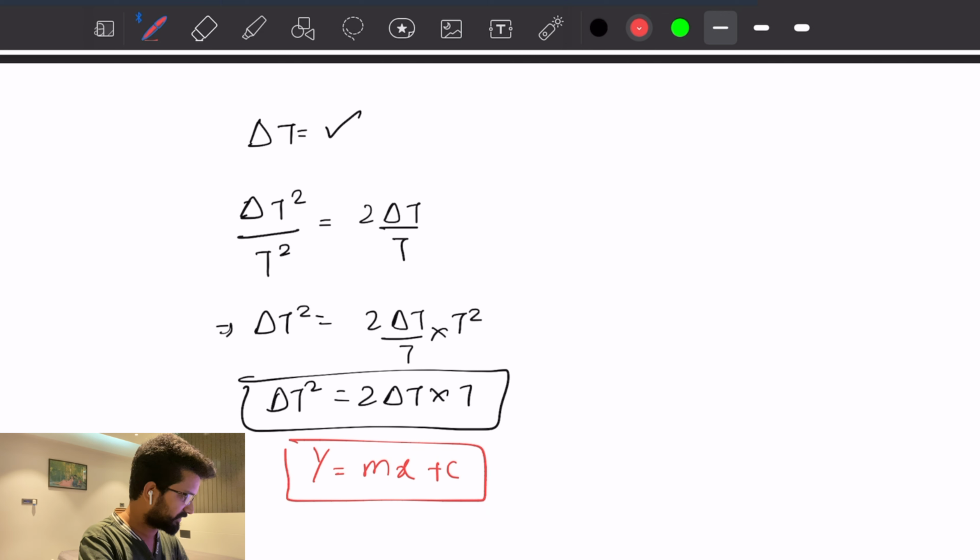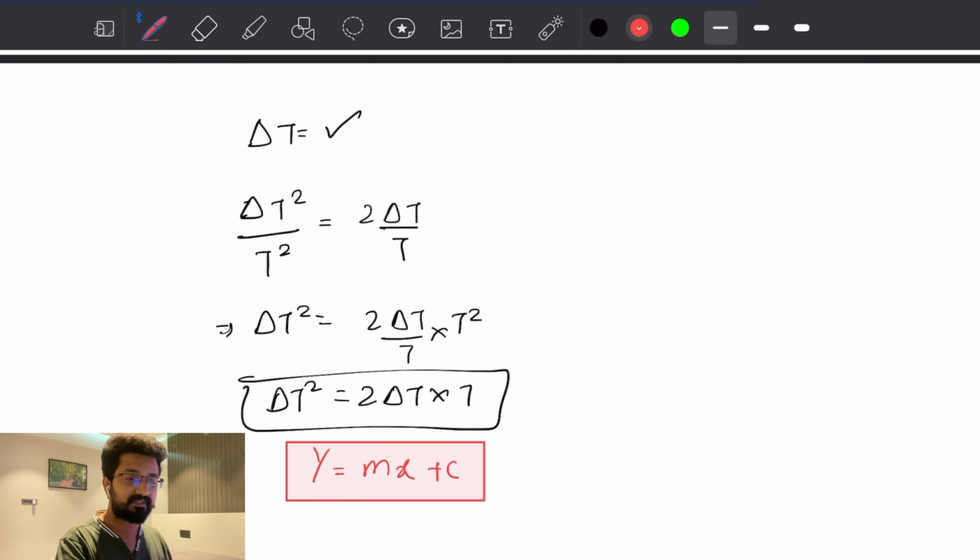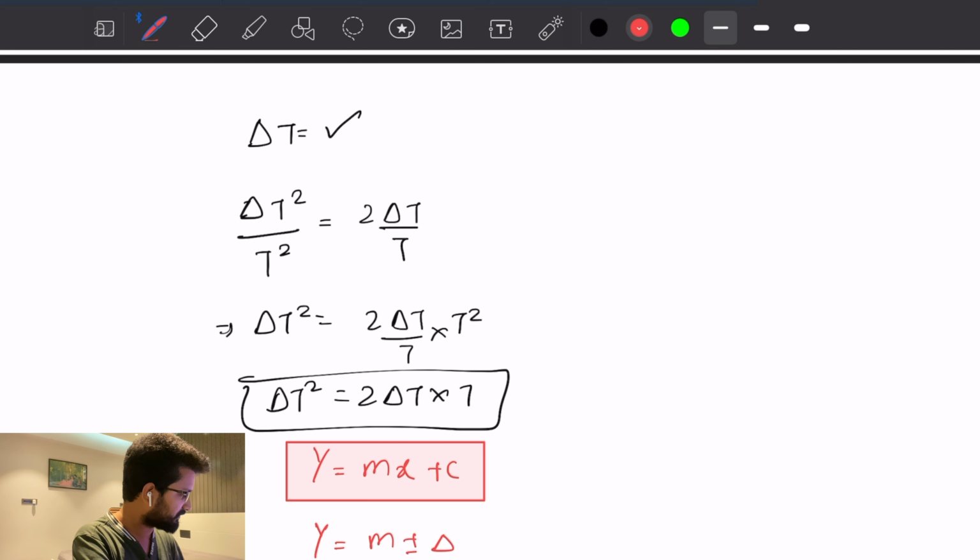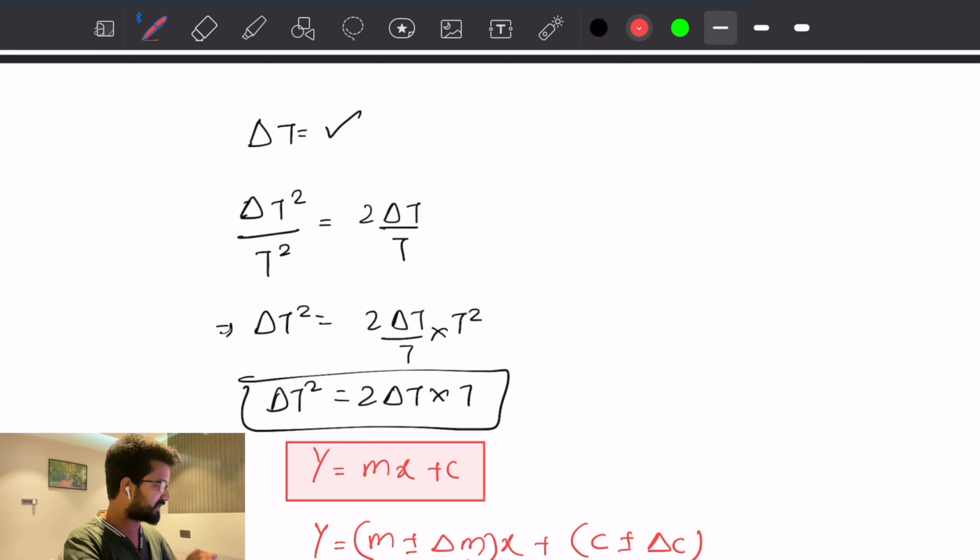You people know about this, right? Y stands for the dependent variable and x stands for the independent variable. The relationship between y and x can be determined from this equation, y equals mx plus c. But this doesn't include the uncertainty values. So let me include uncertainty as well, which is y equals (m plus or minus delta m) times x plus c plus or minus delta c. So what is delta m over here? That is the uncertainty in the slope, and delta c is the uncertainty in the intercept.